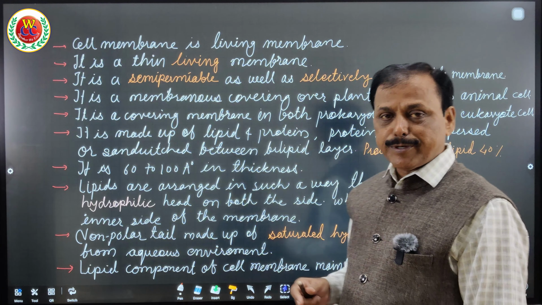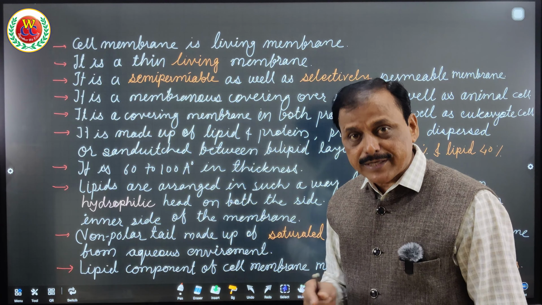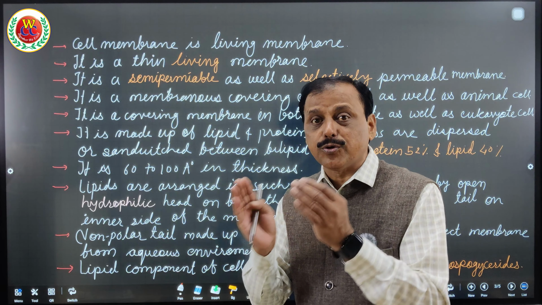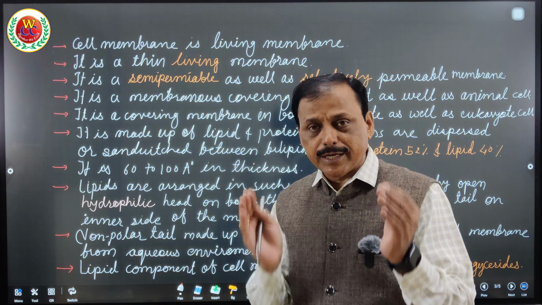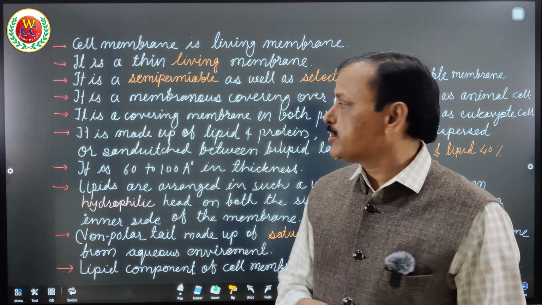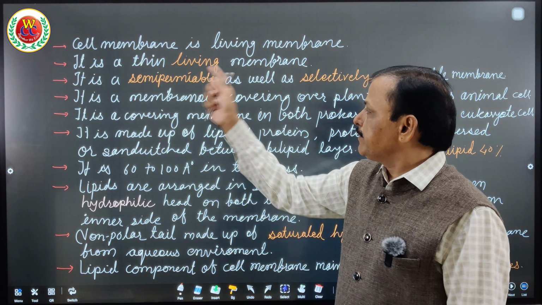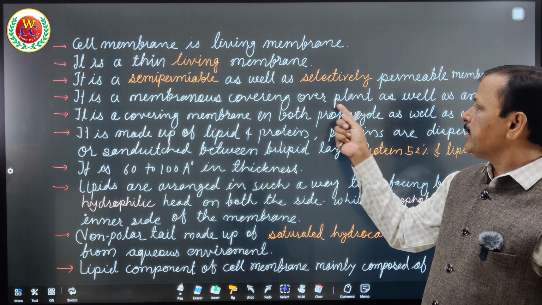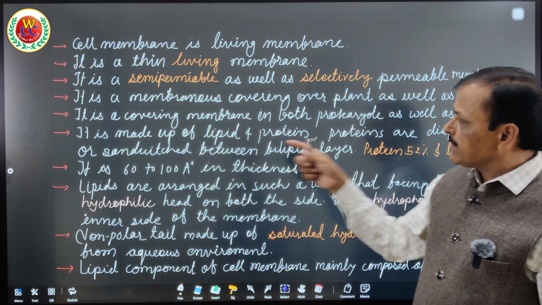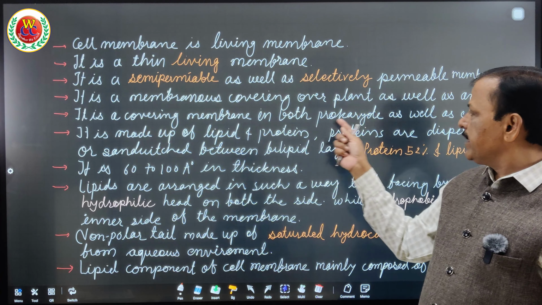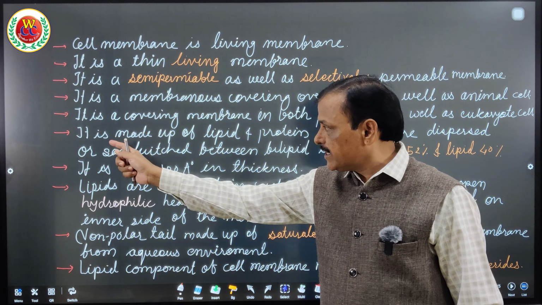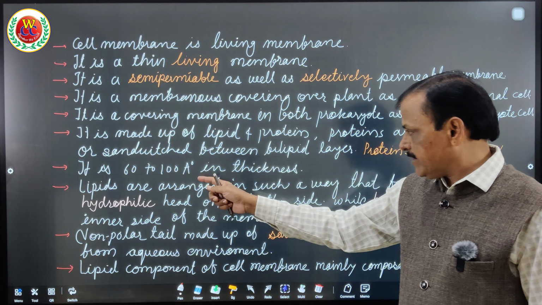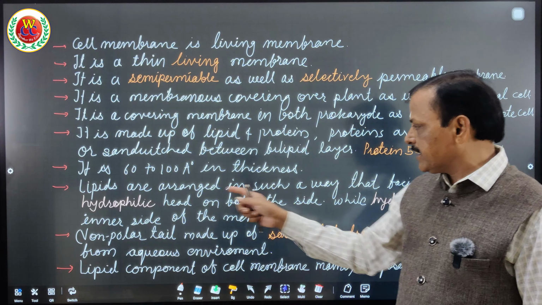The cell membrane is a living membrane, and I explained why it is living: it is selectively permeable as well as semi-permeable, to maintain the homeostasis of the cell and thereby the environment or characteristics of the cell. It is a thin living membrane. This membrane covers plant as well as animal cells. It is a covering membrane in both prokaryotic as well as eukaryotic cells. It is made up of lipid and protein, as already discussed. It is about 60 to 100 angstrom in thickness.